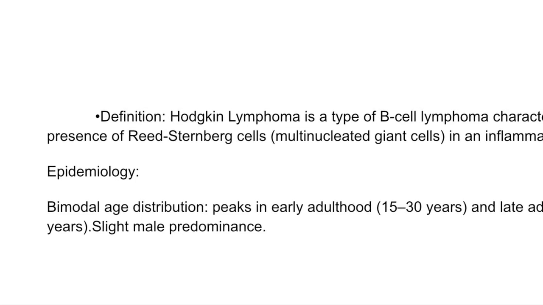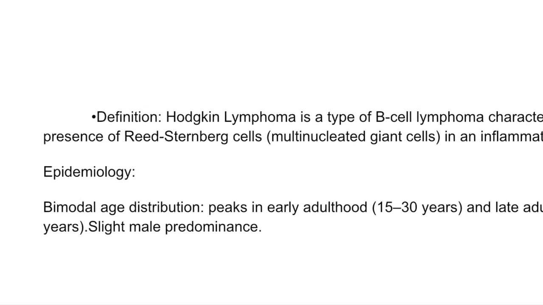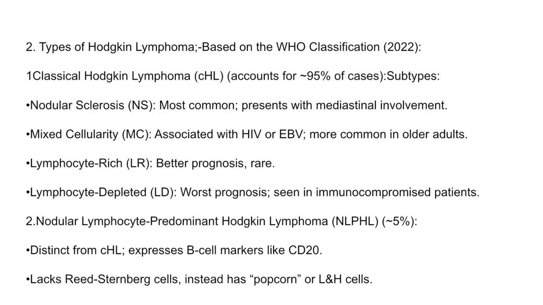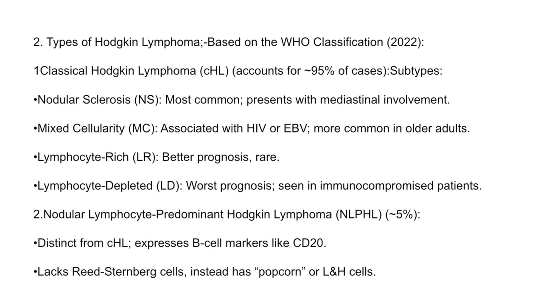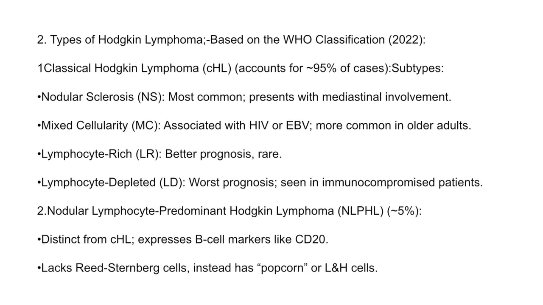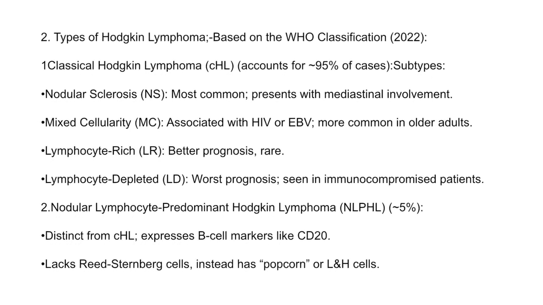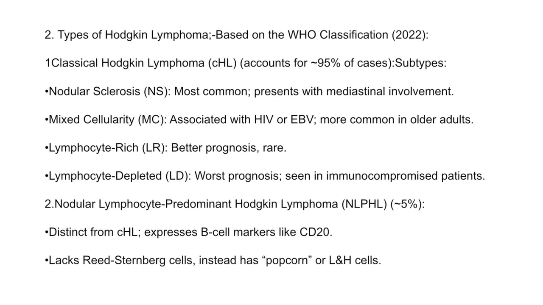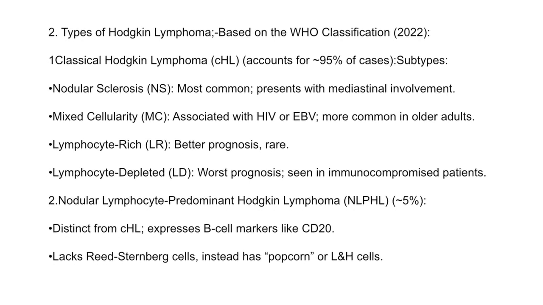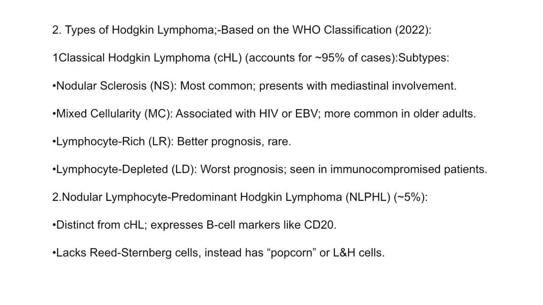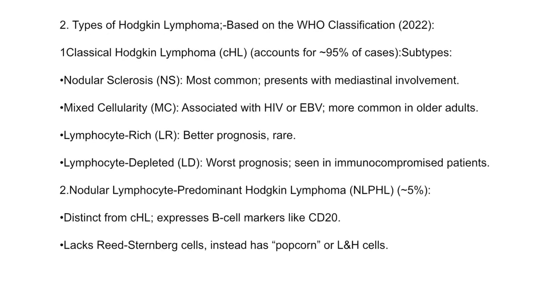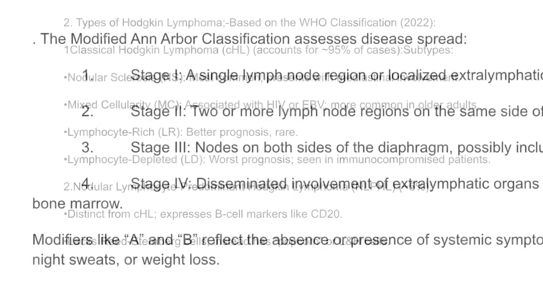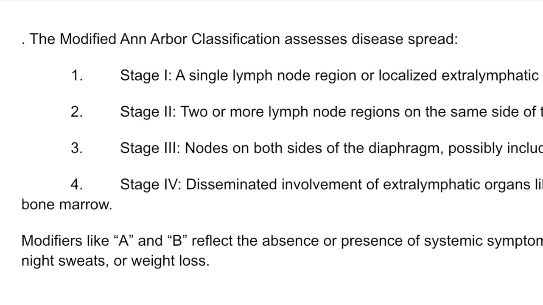Hodgkin lymphoma is classified into two major categories. Classical Hodgkin lymphoma, or CHL, comprises about 95% of cases and includes subtypes such as nodular sclerosis, the most common form. In contrast, Nodular Lymphocyte-Predominant HL, or NLPHL, is distinct in its expression of B-cell markers like CD20 and the absence of Reed-Sternberg cells. Accurate staging is critical for guiding therapy.